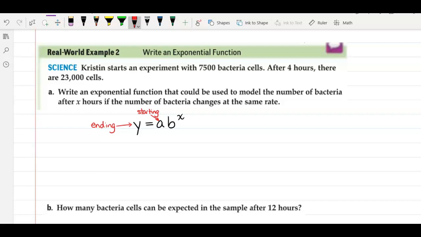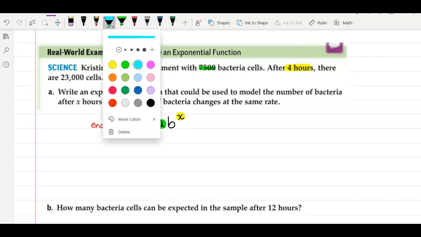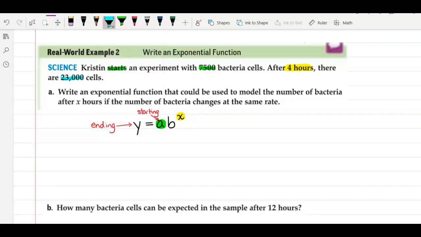So in this example, Kristen starts an experiment with 7,500 bacteria cells. That's what we're starting with. After 4 hours, that's our time, there are now 23,000 cells. That's what we end with.